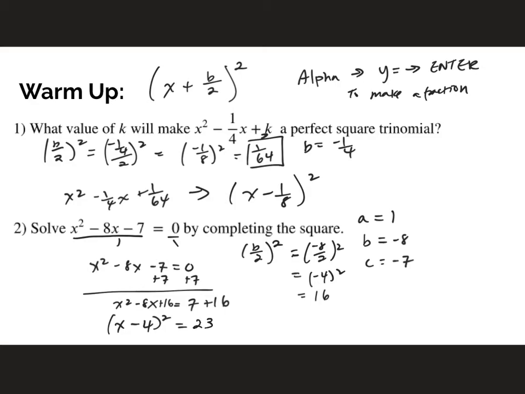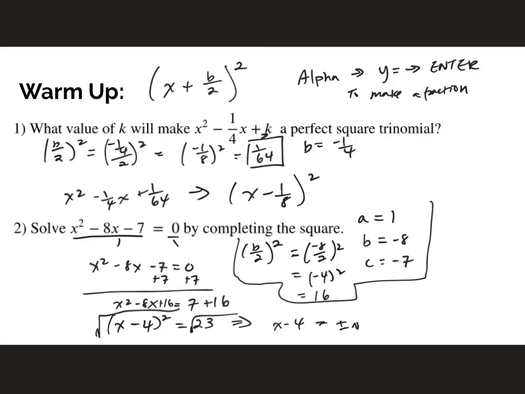Now my last step is to use my square root function in order to solve for x, right? What I want to do is isolate my x, but I see that it's in this quantity that's being squared, so I'm going to take the square root on both sides. When I take the square root on both sides, I end up getting x minus 4 equals, and then remember, whenever we take the square root, we're going to have a plus or minus value, so we have plus or minus square root of 23.